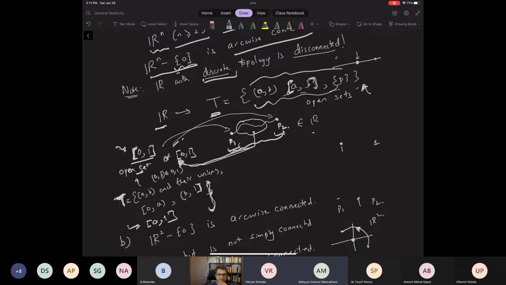Are you inheriting this from the discrete topology or from the usual topology? It's inherited from the usual topology of R. And your P1 and P2 are from the discrete topology. So this topology on [0, 1] is inherited from the usual topology. Here this P1 and P2 in R are from the discrete topology. Okay. All right.